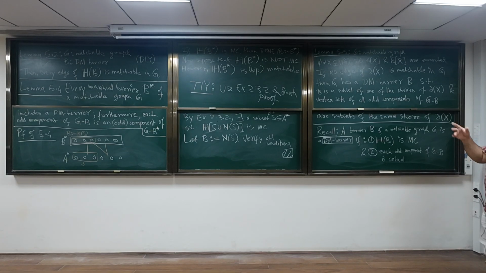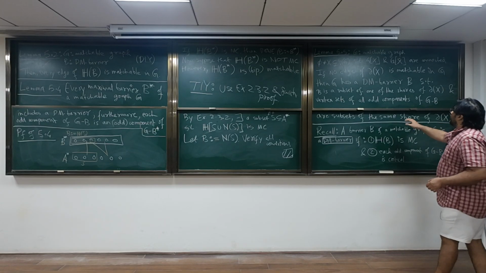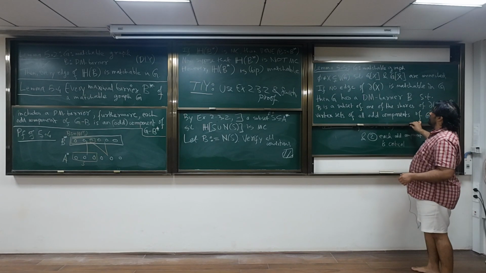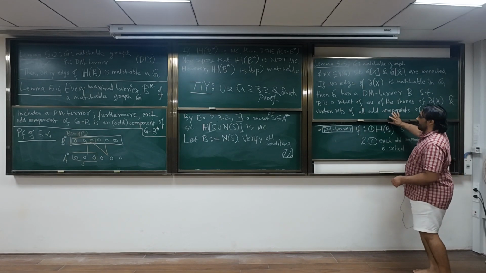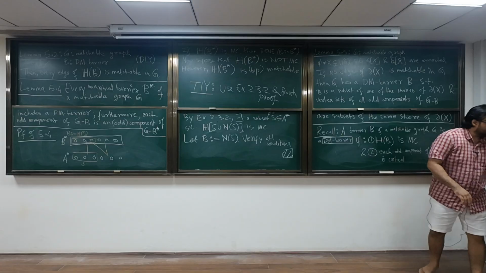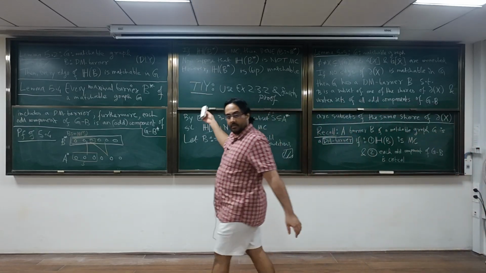Right? And both the shores are actually connected. Both the shores induce connected subgraphs, but no edge in the cut is matchable. That implies that both the shores are actually even, and in fact they are matchable. Right? Then what we want to show is that there is a Dulmage-Mendelsohn barrier. Let's just make a drawing. So yeah, maybe I'll erase everything. Is it okay? This part.